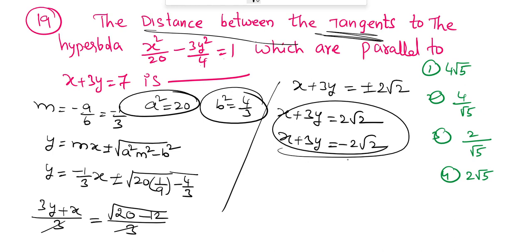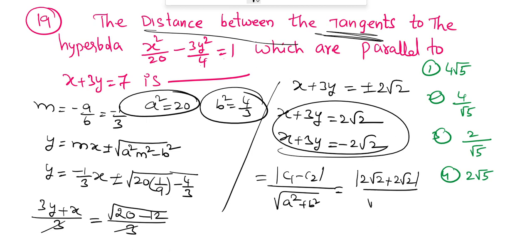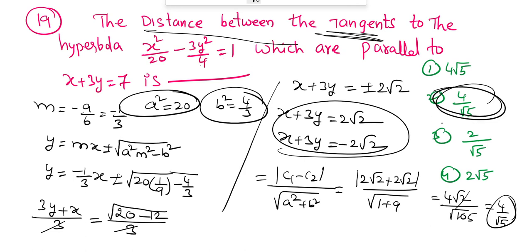So the distance between these two tangents is modulus of c1 minus c2 by square root of a square plus b square. Here c1 minus c2 is 2 root 2 minus of minus 2 root 2, that is 4 root 2, by root over 1 plus 9, that is equal to 4 root 2 by root 10. This is root 2, and 5 times cancelled, that is equal to 4 by root 5. So this is the distance between the tangents to the given hyperbola which are parallel to that line. For this, the second option is the correct answer.